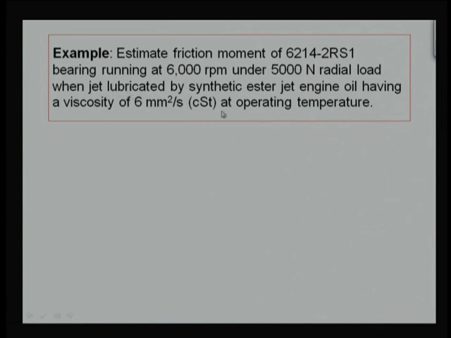There is some sort of lubrication mechanism described here. We say it is jet lubricated. It's more like oil spots. We have some sort of compressed gas, and we push oil with the compressed gas, and only some droplets will come out. There will be jet formation, and we are using a synthetic ester jet oil, which has a viscosity of 6 centistoke, or in the MKS unit, mm square per second, at operating temperature. What is the operating temperature? We are not describing this. Whatever the operating temperature, it has a viscosity equal to 6 centistoke.